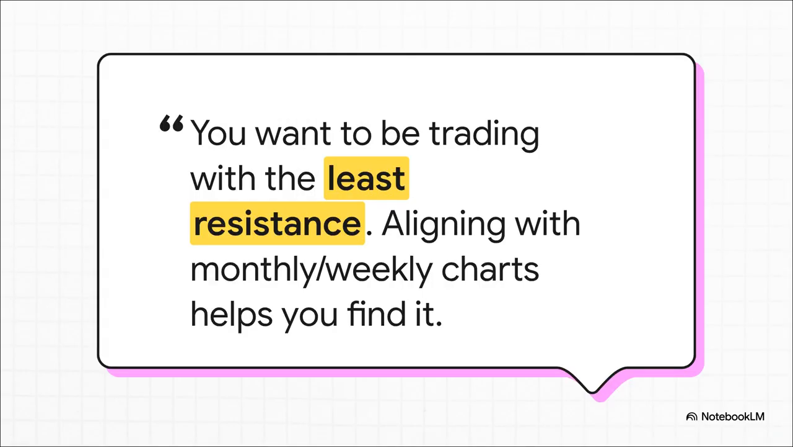You know, there's a quote from ICT that just perfectly nails this entire concept. He says, "You want to be trading with the least resistance. Aligning with the monthly and weekly charts helps you find it." It's really that simple. It's not about being a genius predictor. It's about finding the path of least resistance and just going with it.